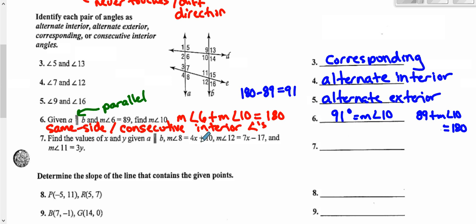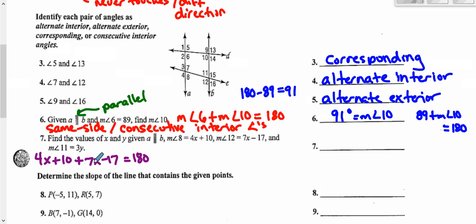Okay, so let's take a look at the 8 and the 12. You'll notice 8 and 12 are also consecutive interior. So that means we're going to have that 4x plus 10 plus 7x minus 17 is going to be equal to 180. Now, if you need to work on a separate sheet of paper to give yourself some more room, feel free to do so.